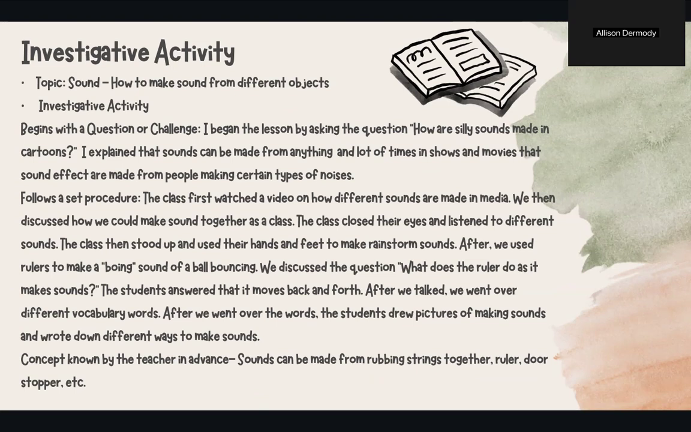After we did all that, we went over different vocabulary words. Then the students went back to their desks and drew pictures of making sounds, and then they wrote down different ways to make sounds. The concept known by the teacher in advance is that sounds can be made from rubbing strings together, a ruler, a door stopper, etc.